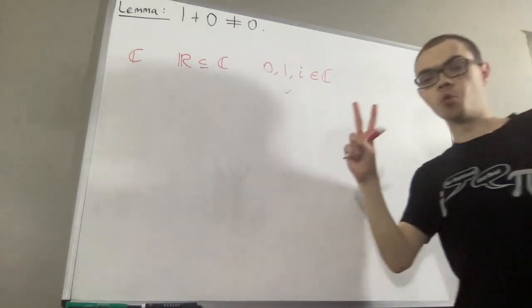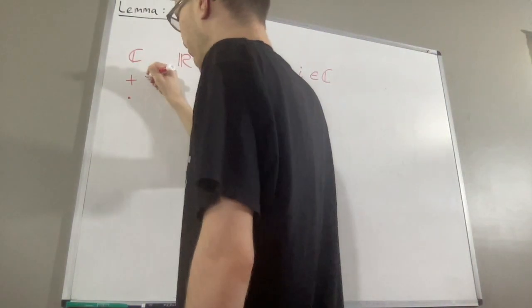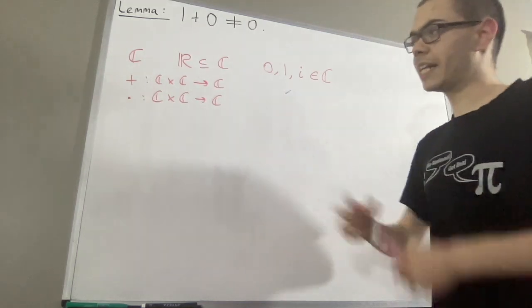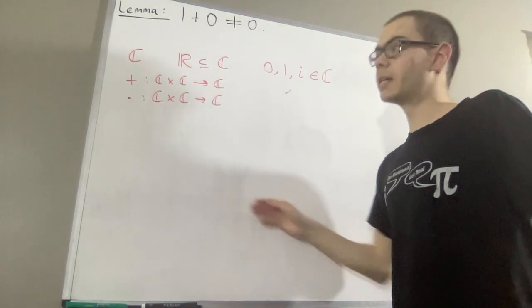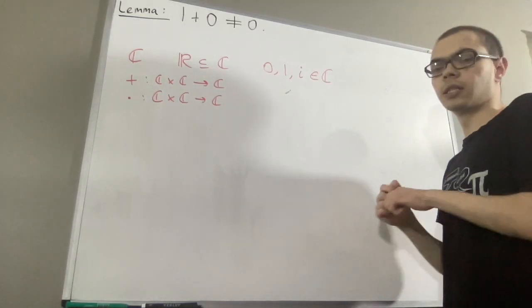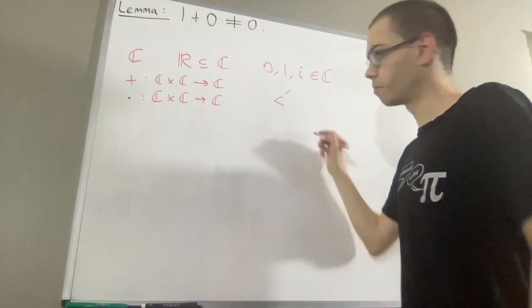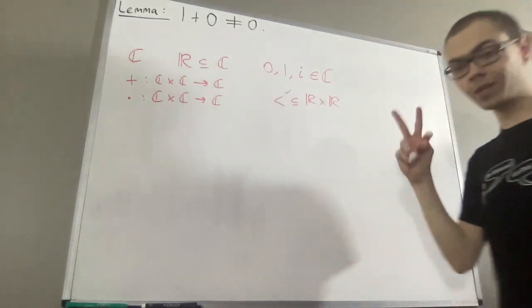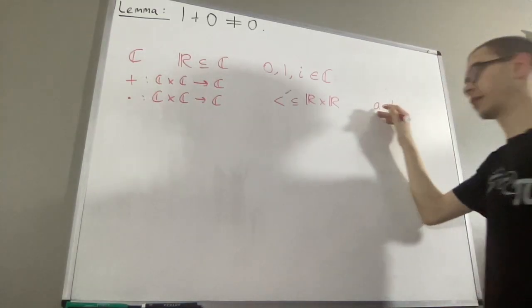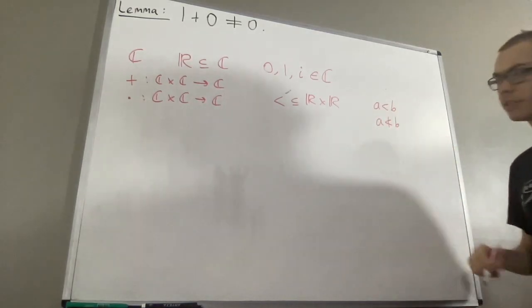We're also given two binary operations on the complex numbers: addition and multiplication. So, given any two complex numbers, a and b, a plus b is a complex number, and a times b is a complex number. And also, we have a relation on the set of real numbers, the less than relation. So, given any two real numbers, a and b, it might be the case that a is less than b, and we write it like this. Otherwise, we say a is not less than b, we could write it like that.